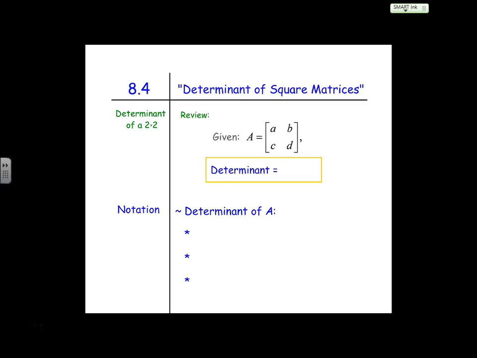Because we already talked about the determinant of a 2 by 2. So maybe you can guess where we're going. If we already know the formula for the determinant of a 2 by 2, maybe we're going to determinants of other sizes, other dimensions, other orders. AKA not just 2 by 2s, but 3 by 3s and 4 by 4s and 5 by 5s.